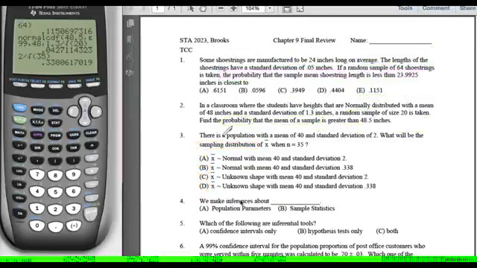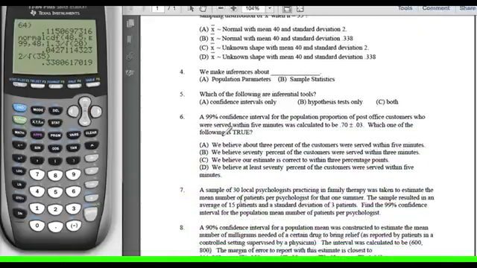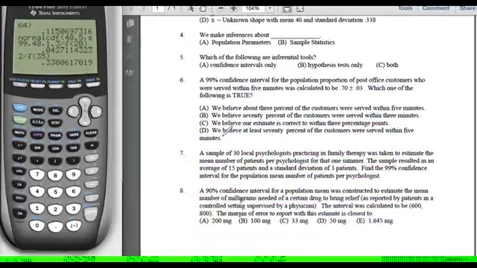Moving along, 4, 5, and 6 are throwbacks to chapters 7 and 8. Some quick reminders. They also apply to chapter 9, 4, and 5. We make inferences about either A or B. We make inferences about population parameters. We're going to use our samples and our statistics in order to make inferences or assertions about the population and its parameters. On 5, which of the following are inferential tools?